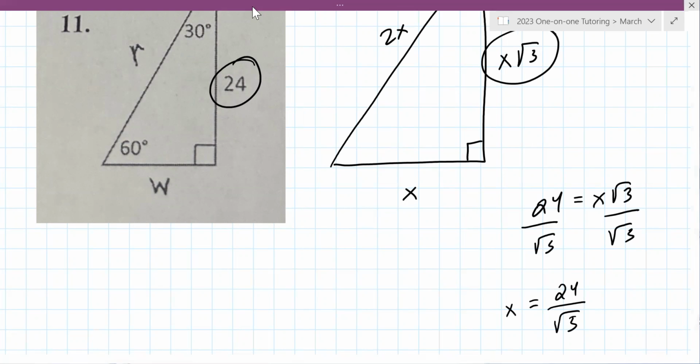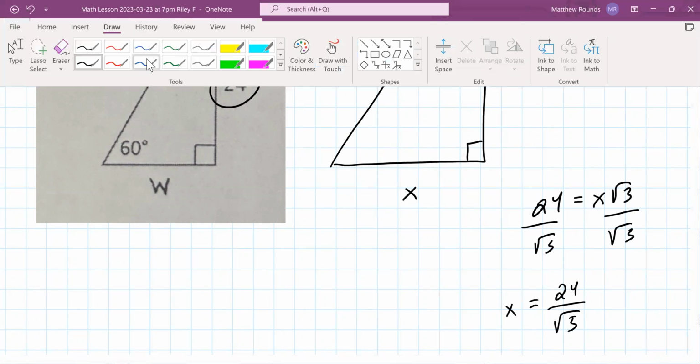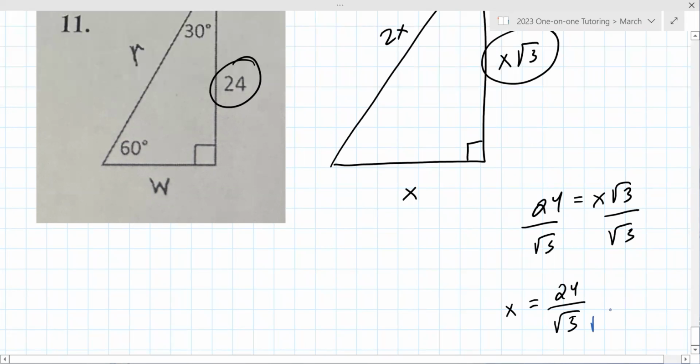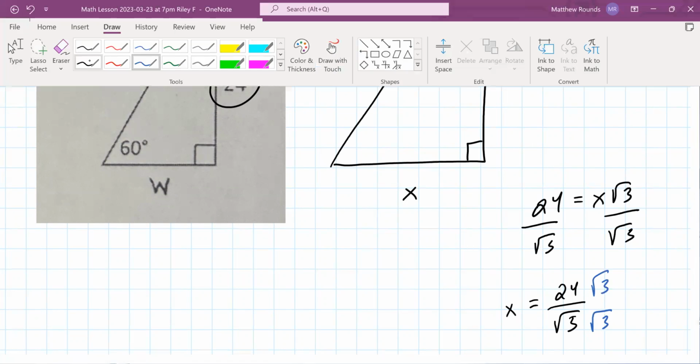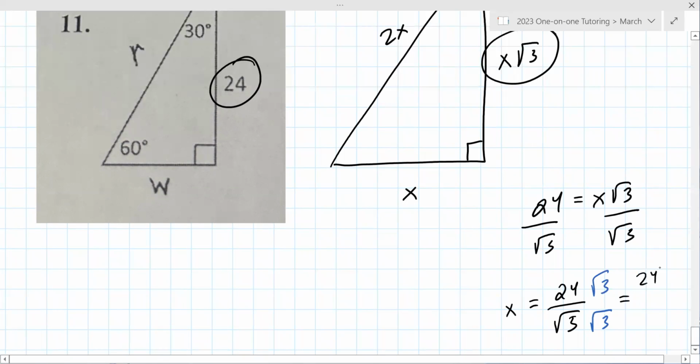What should you do from this point? You can't leave it like this. You've got to do the rationalizing. Yes, I forgot what that's called. Rationalizing, yeah. So in the numerator, it's 24 square root of 3.